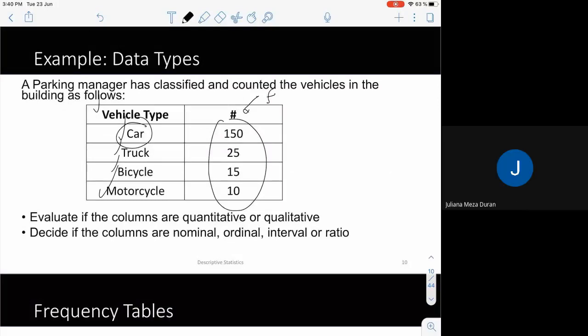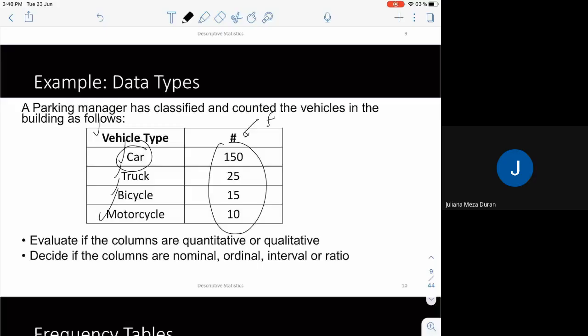Nominal. Most of you said nominal. Why nominal? I guess because we are classifying this with only car, truck, bicycle, motorcycle. We are not saying something like car is better or truck is lower. We are only classifying the vehicles.